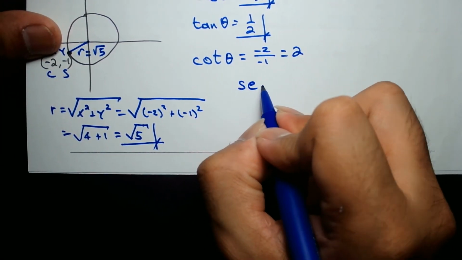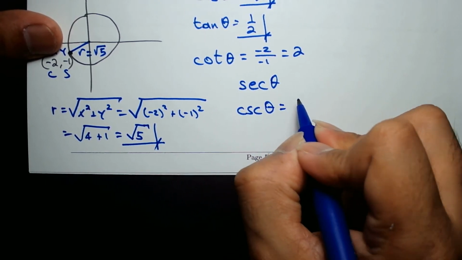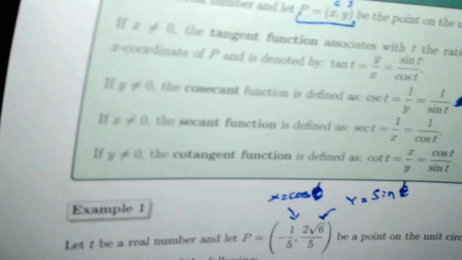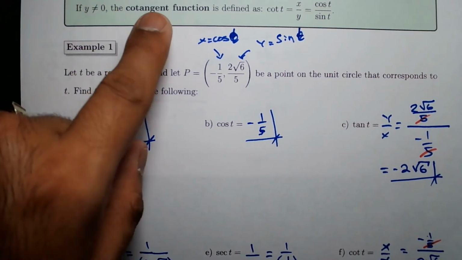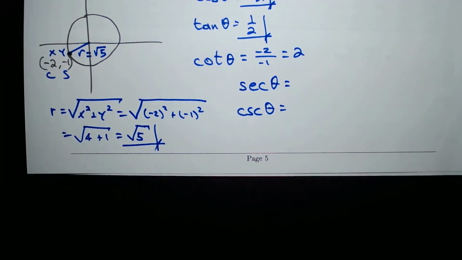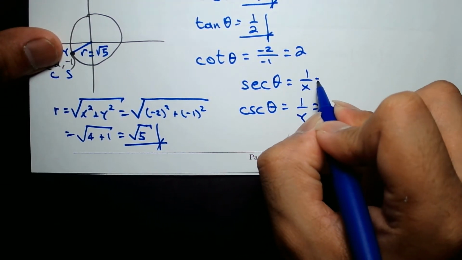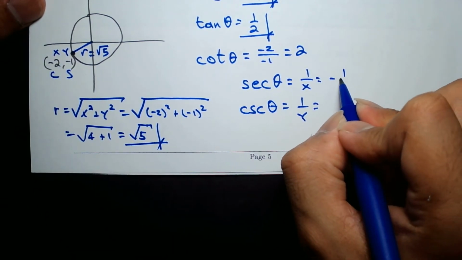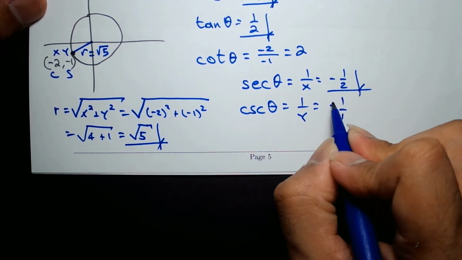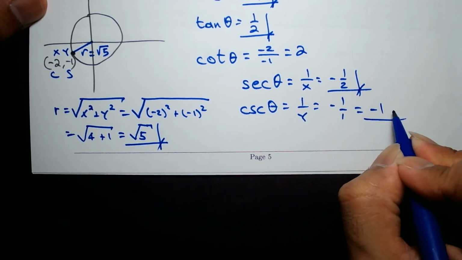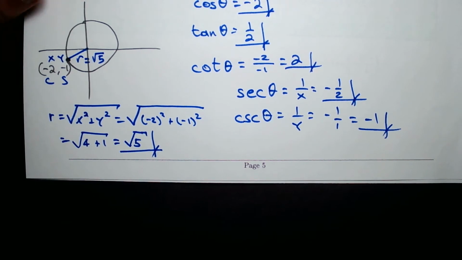And then we need secant and cosecant, which by definition, let me go back to that page. It's page 2 on section, I believe, 6.2, if I'm not mistaken. Secant is 1 over x, cosecant is 1 over y. So 1 over negative 2, which is negative 1/2, and 1 over negative 1, which is negative 1. And that's how we get the remaining trigonometric functions.